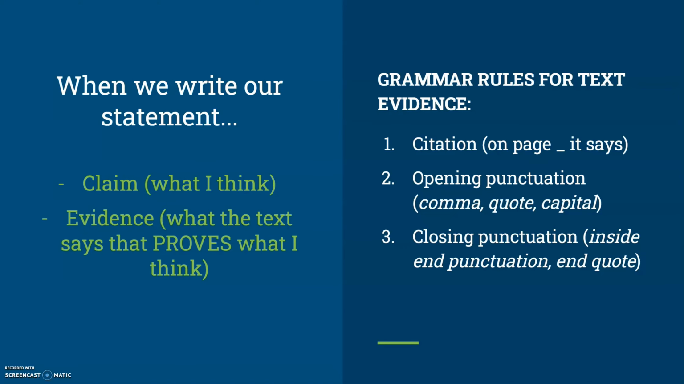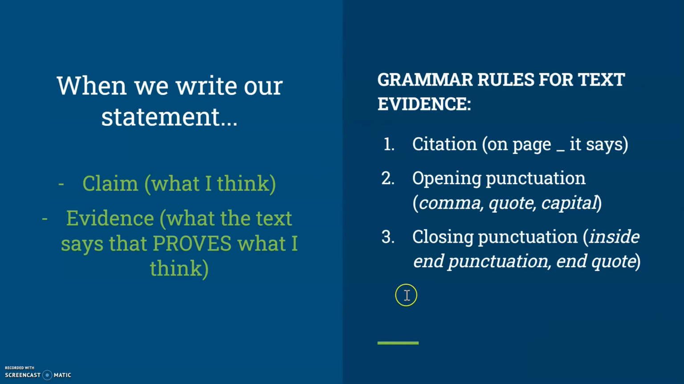So next we're going to write our statement just like we did in our last class. In order to do this, we want to write our claim, what we think the main character is thinking, doing, and feeling. And also, we want to have actual evidence, which is what the text says that proves what I think. Now, unlike in our last class when we were paraphrasing, we're actually going to take direct quotes from the passage and put them into our statement.